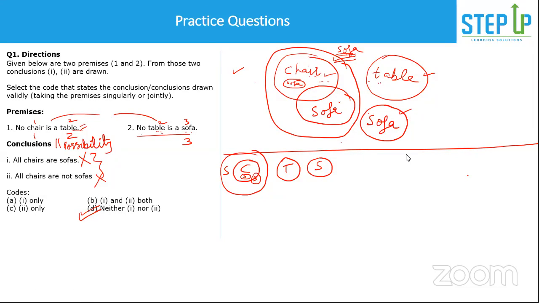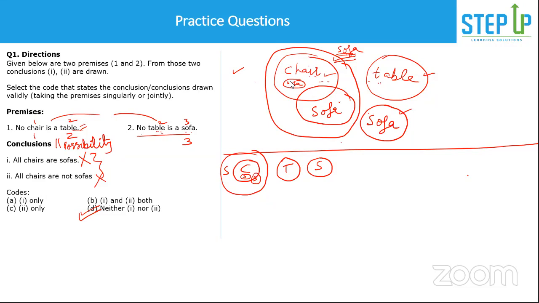Okay. Some people are saying understood, some people are saying not understood. Okay, some people are saying, please, understood, sir. Okay, not understood, partially understood.